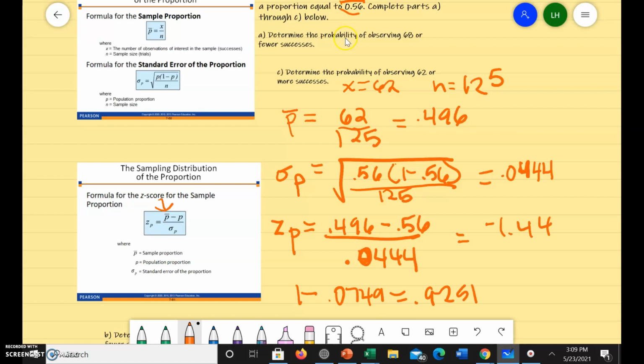Okay, so let me know if you have any questions. Remember, it's the steps of, you're going to calculate your sample proportion, calculate your standard error of the proportion, and then get your z-score for the proportion, and then you either look it up on the table or use Excel. Let me know if you have any questions.